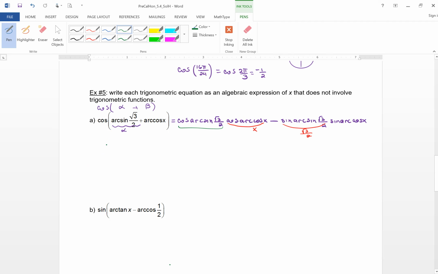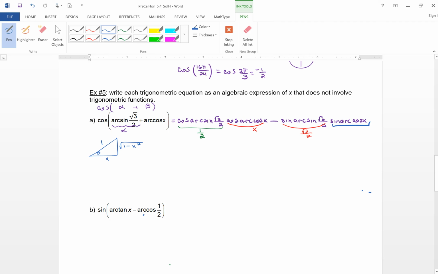What angle gives you sine root 3 over 2? It's the 60. Now what's the cosine of it? 1/2. So this is 1/2. Okay? Now, this one. Okay? Sine arc cosine of x. We're going to draw a triangle for this one, starting from the inside, okay? We have an angle theta, the cosine of which is x. Adjacent over hypotenuse is x. All right? So this side is the square root of 1 minus x squared.